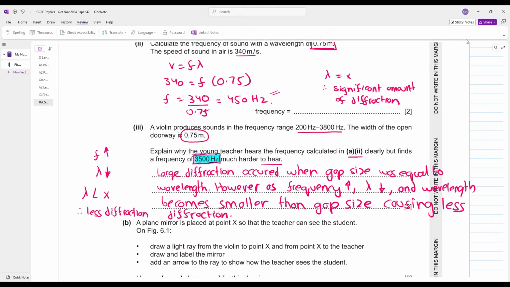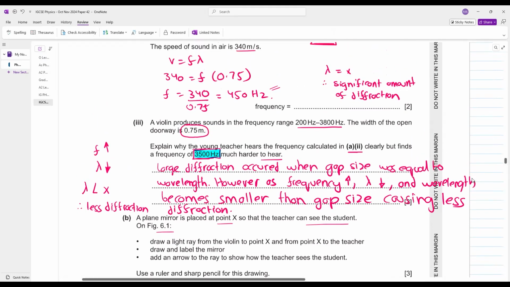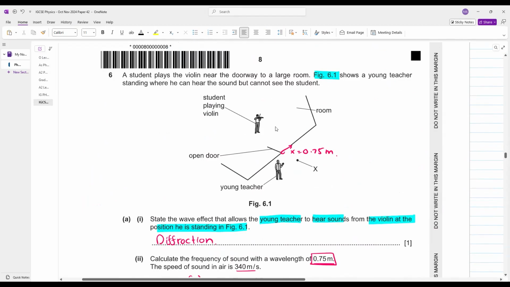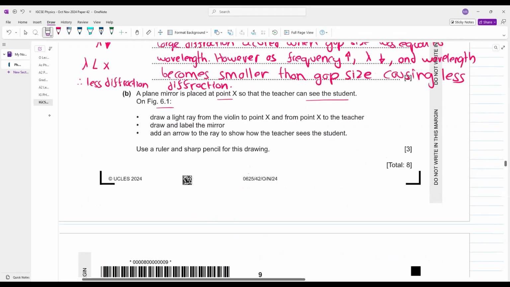Let's move ahead. A plane mirror is positioned at point X so that the teacher can see the student in figure 6.1. So that now the teacher can see the student. Draw a light ray from the violin to point X and from point X to the teacher. Draw and label the mirror. Add an arrow to the ray to show how the teacher sees the student. Use a sharp ruler and a scale for this drawing.